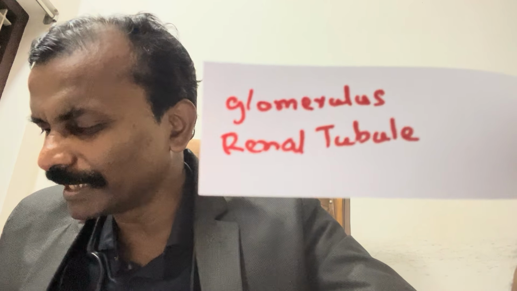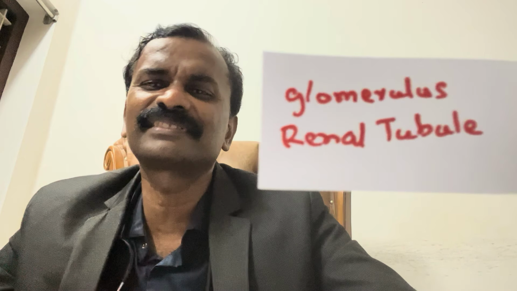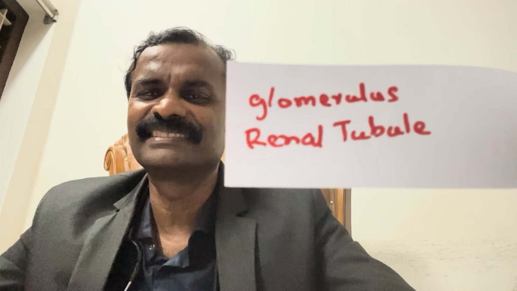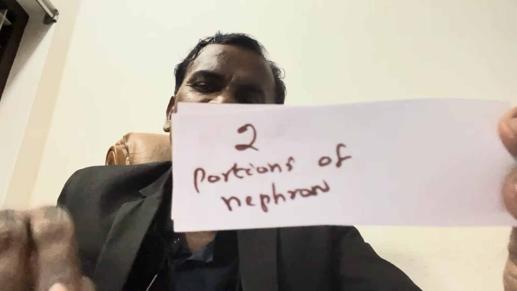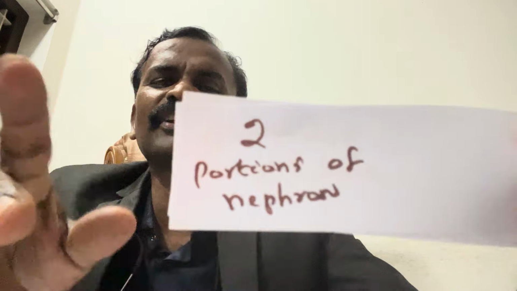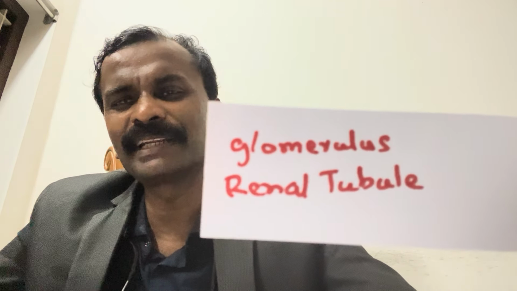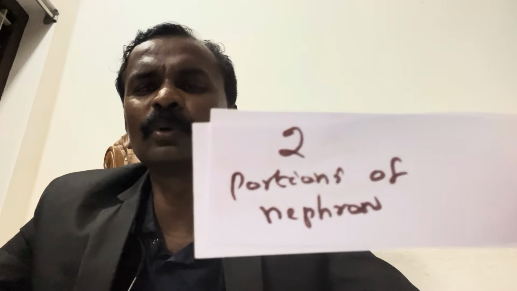When they keep in the choice, they know what choice to keep and make you confused. That is the power of the 7 days continuous recall technique. Yes. 2 portions of nephron. Memorize it. 2 portions of nephron.